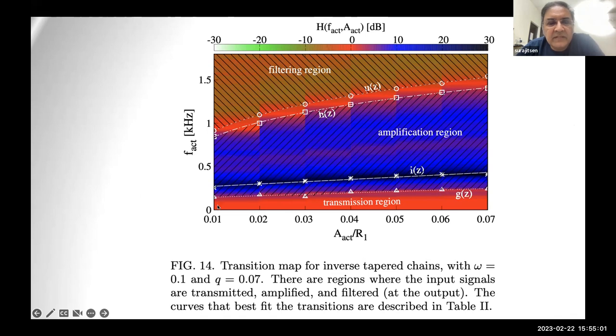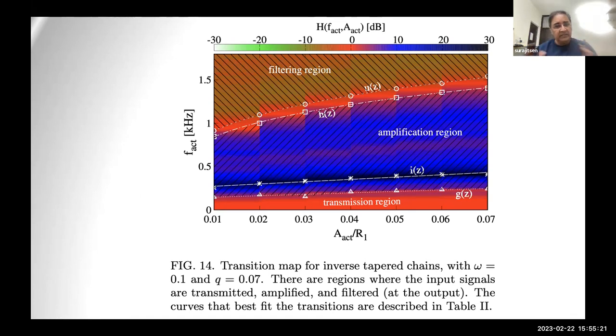In this system, quite interestingly, at low frequency and across interesting amplitudes, you actually get a transmission region. So the signal transmission is quite good, but then you have an amplification region. You have a region where the signal is actually amplified, which was a surprise for us.